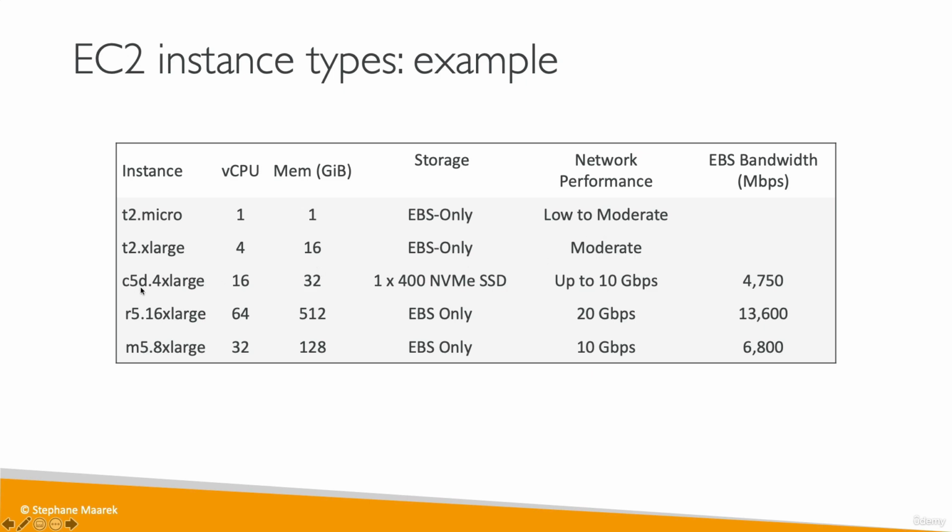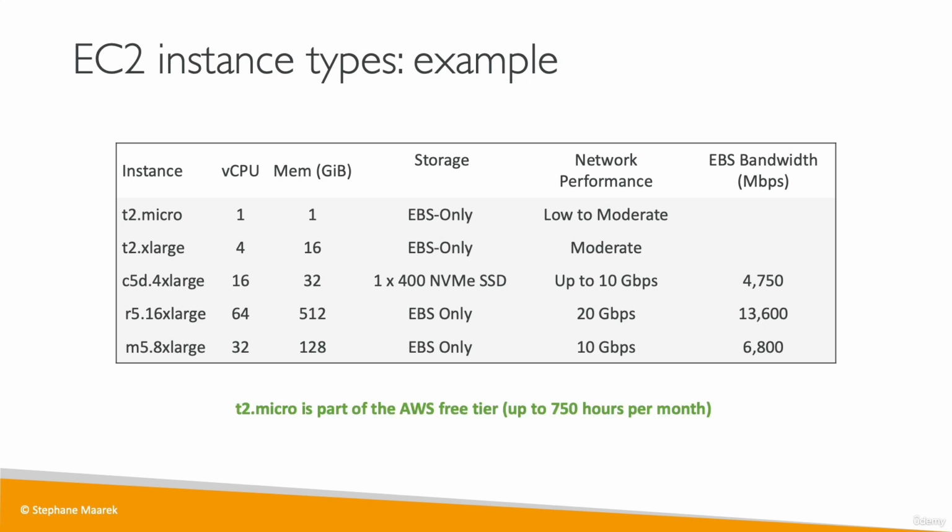If we go to completely different new levels, so C5D 4X large, which is a very complicated name, you get 16 vCPU, so 16 cores, you get 32 gigabytes of memory, so a lot more. You get some storage that is attached to your EC2 instance. This is why it says 400 NVMe SSD. Now the network is going to get really good, up to 10 gigabits, as well as the bandwidth to talk to network storage. And so as you can see, if you go to R5 16X large, or M5 8X large, again, you have different characteristics. So the idea with this is that you choose the kind of instance that fits best your application, and you can use that on the cloud on demand, okay?